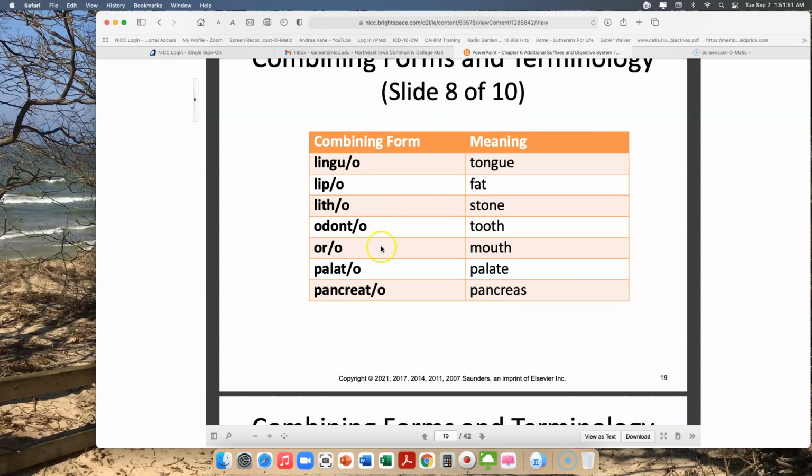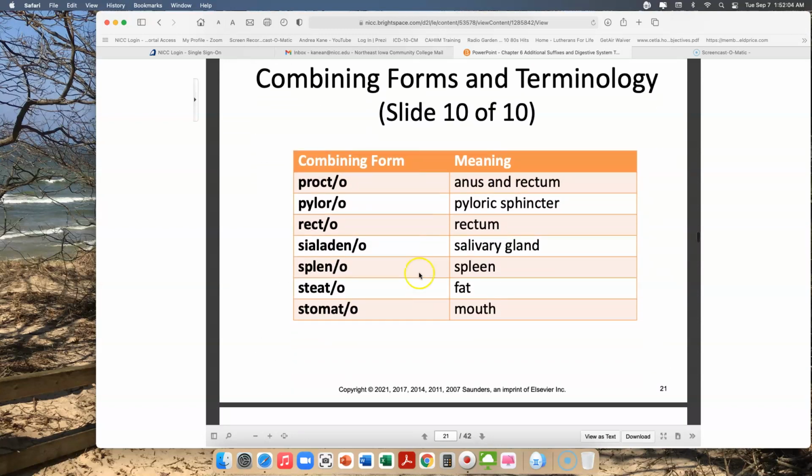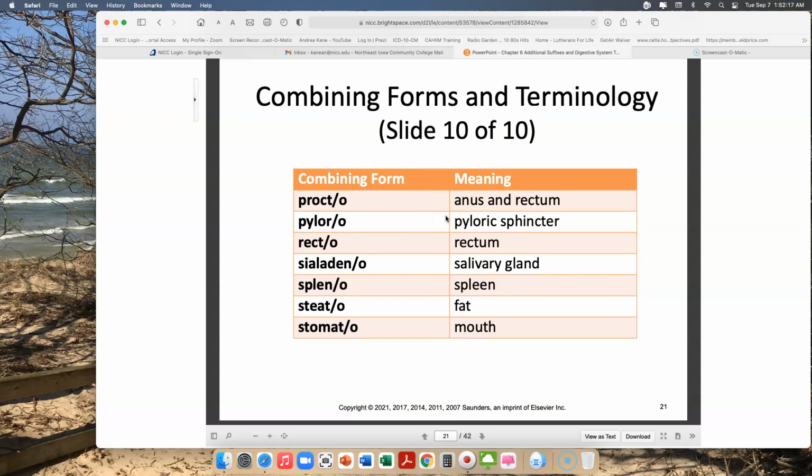Linguo, tongue. Lipo, fat. Litho, stone. Odonto, tooth. Oro, mouth. Palato, palate. Pancreato is pancreas. Procto, remember that's anus and rectum, both of those together, because recto is rectum, and there's a separate one also for anus. Remember we had that at the very beginning, ano. Pyloro is pyloric sphincter. Sialo, salivary gland. Spleno for spleen. Steato means fat.